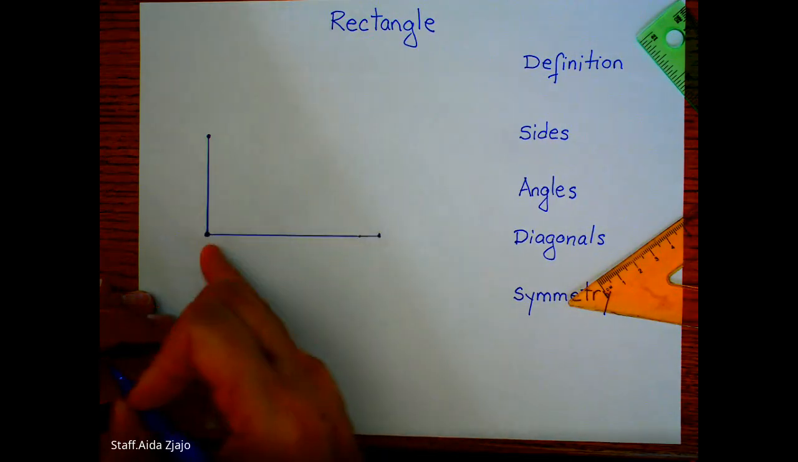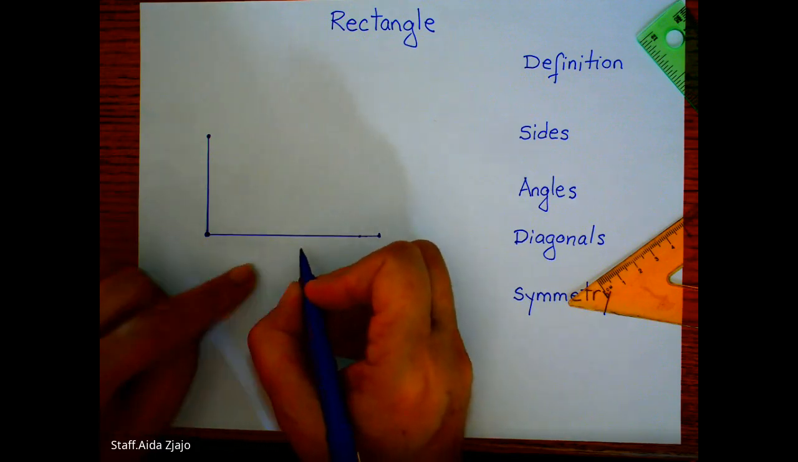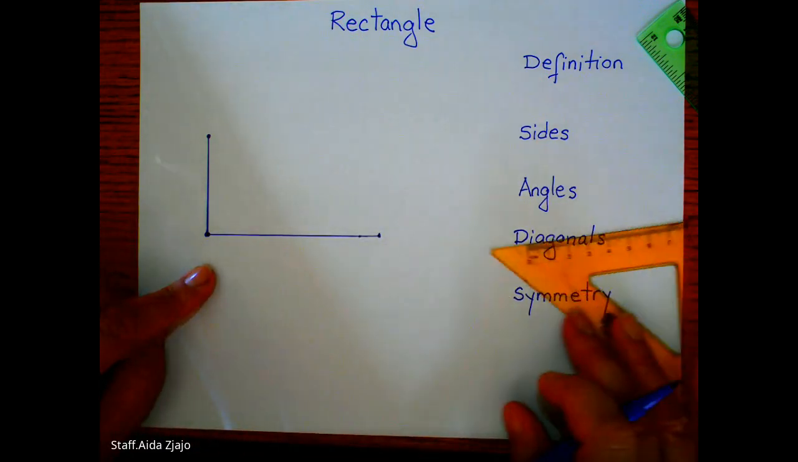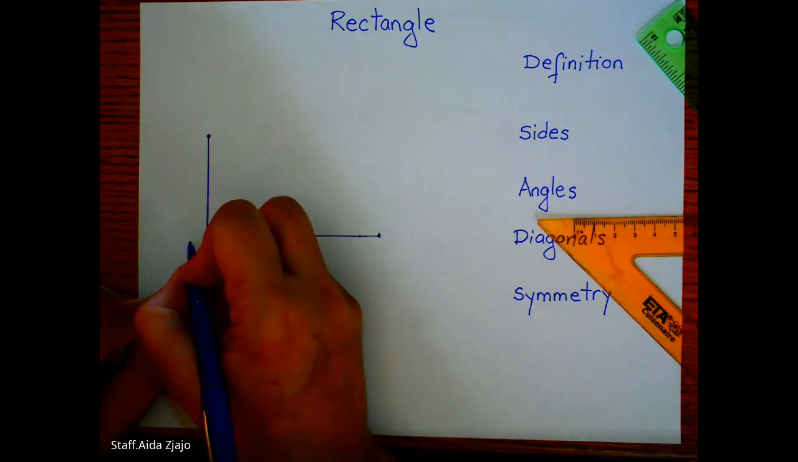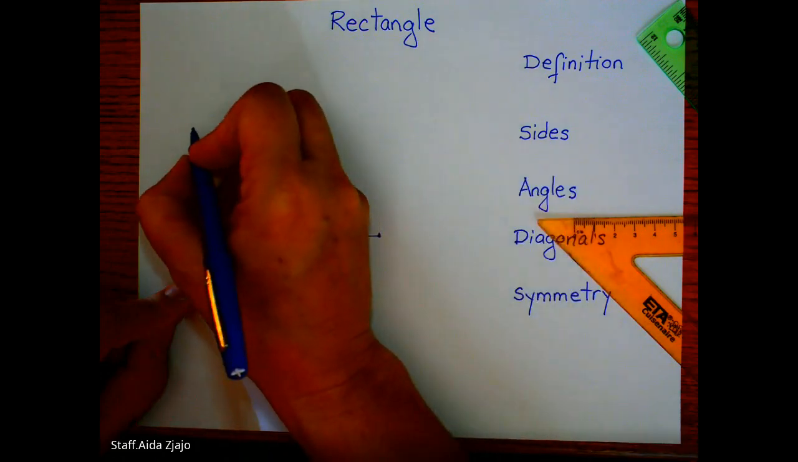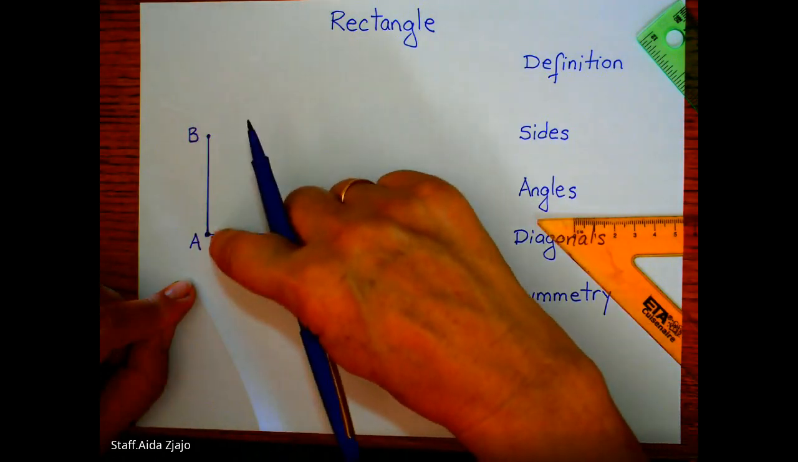I have a long side and I have a short side of my rectangle. And if I want to label a rectangle, I should label it with capital letters. So this could be A, and then this point could be B. So this is called line segment AB.